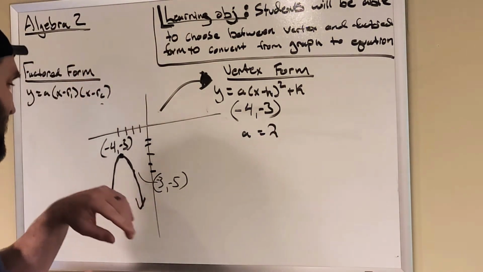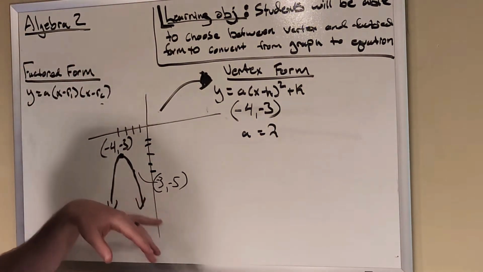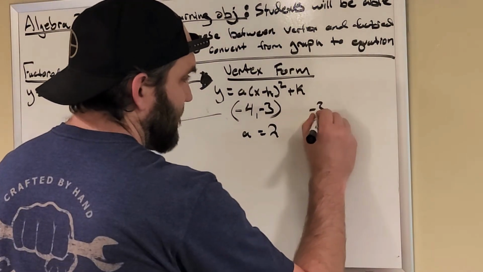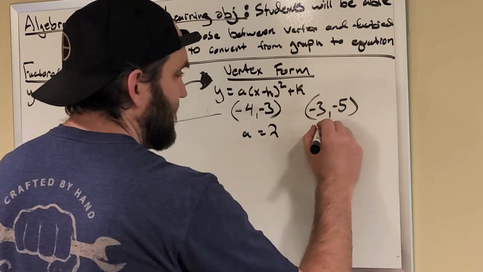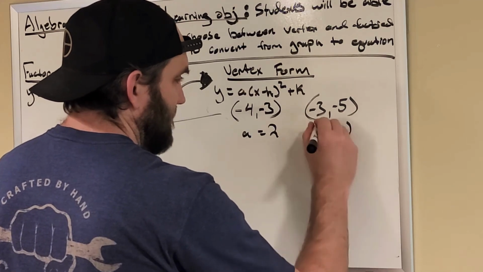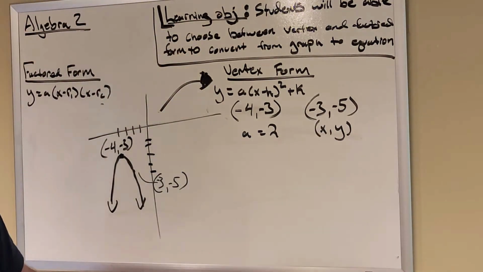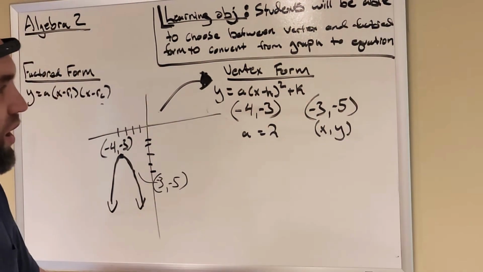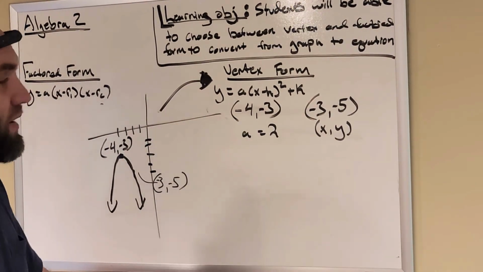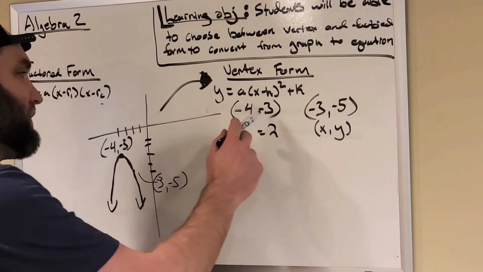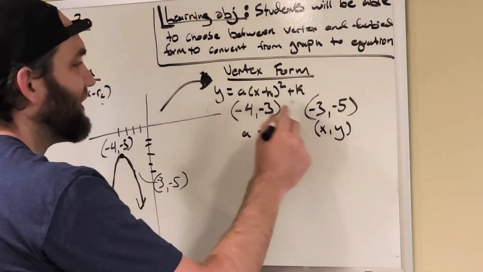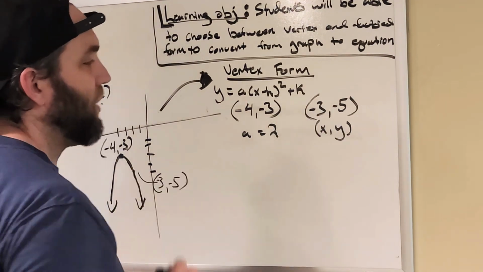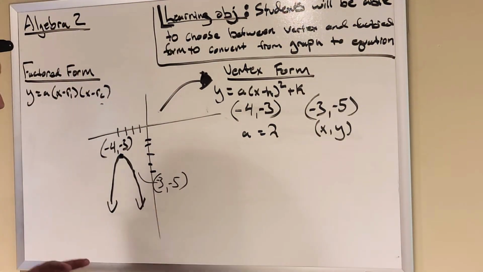That's the value I want to find out. And then my other point, -3, -5. -3, -5 is my x and y point. So with this being my vertex, I'm going to put -4 in for the h value, and I'm going to put -3 in for the k. And then I'm going to put -3 in for my x value, and -5 for my y. And I'm going to solve for a.